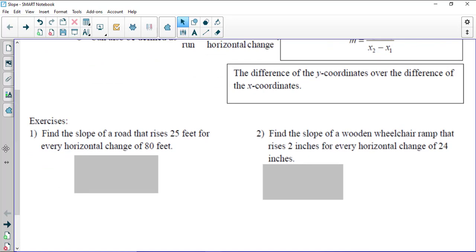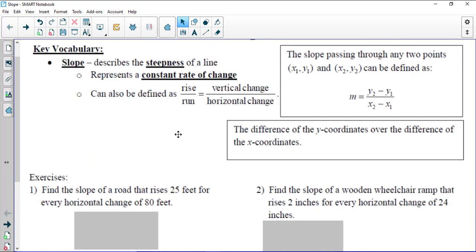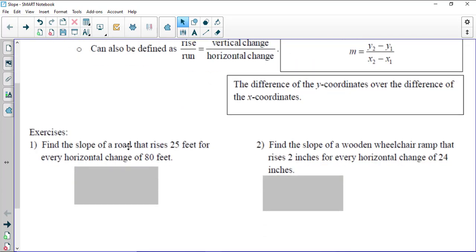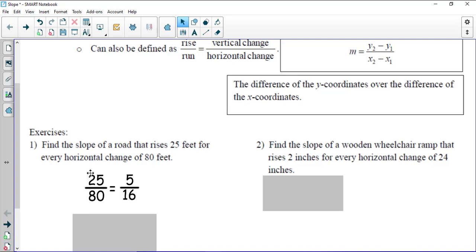Number 1 says to find the slope of a road that rises 25 feet for every horizontal change of 80 feet. Since slope is defined as rise over run, or vertical change over horizontal change, our vertical change is 25 feet, so that's going to go on top. Our horizontal change is 80 feet, so we'll put 25 over 80, and we can simplify that. We can use our calculators to simplify it. That gets us 5/16. If I take 5 divided by 16, that gets me 0.3125, which is about 31%.